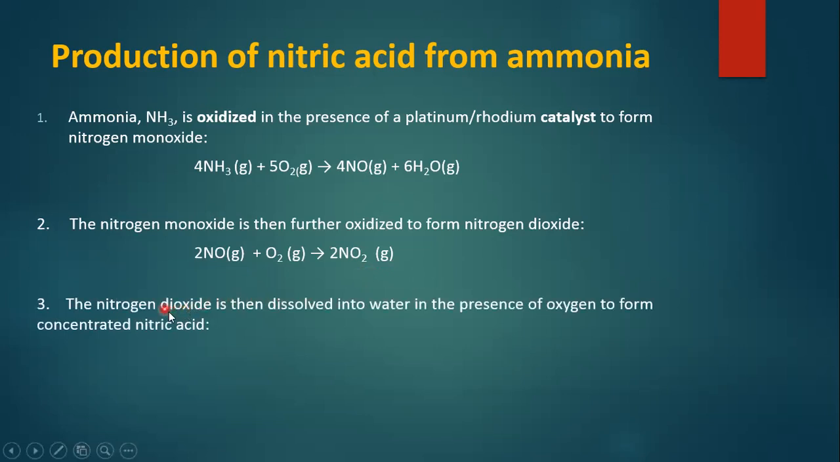In the third step, nitrogen dioxide is then dissolved in water in the presence of oxygen to form concentrated nitric acid. Here the reaction comes. NO2 plus H2O plus oxygen forms HNO3. So that is how ammonia is utilized in the formation of nitric acid. It is one of the important uses of ammonia, that on industrial scale, nitric acid is also an important industrial chemical, and for its manufacturing on industrial level, ammonia is used.